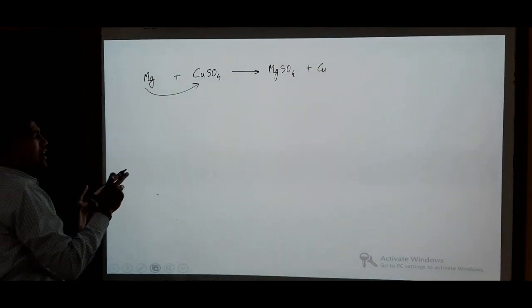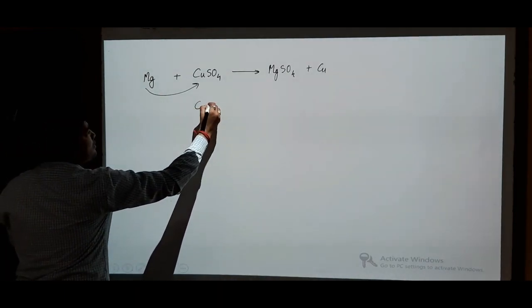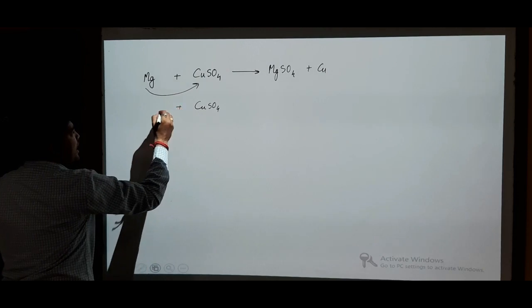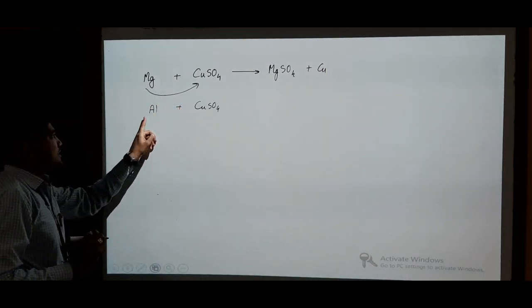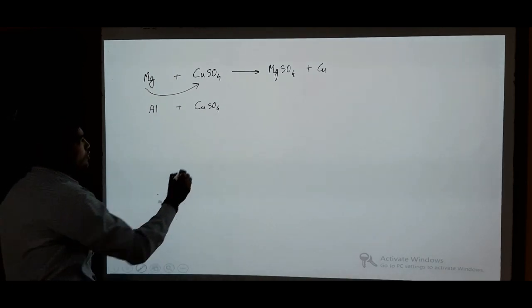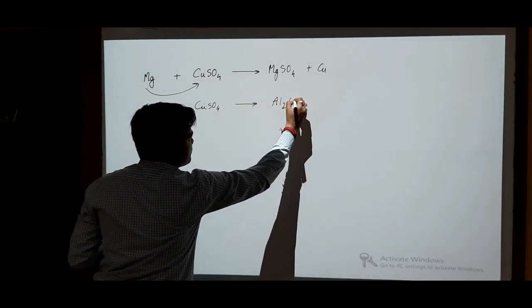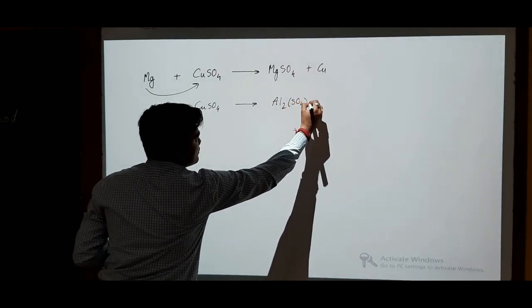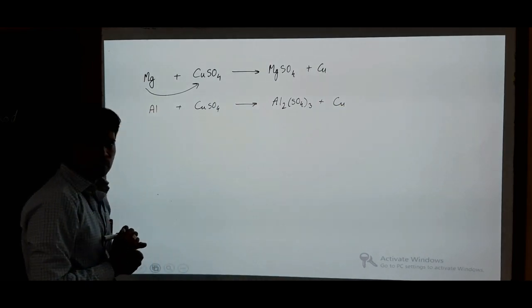Similarly, if you take another element, like I can take copper sulfate and react it with aluminium. Again, as per the reactivity series, aluminium is more reactive than copper. What will happen? I will get aluminium sulfate plus I will get copper.